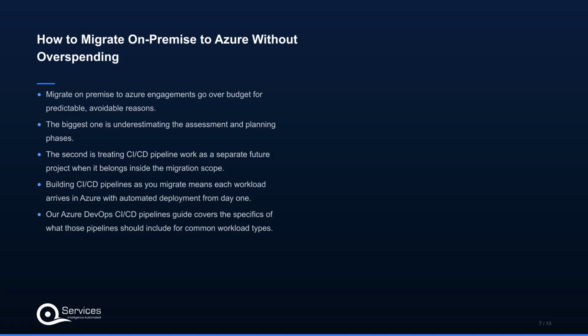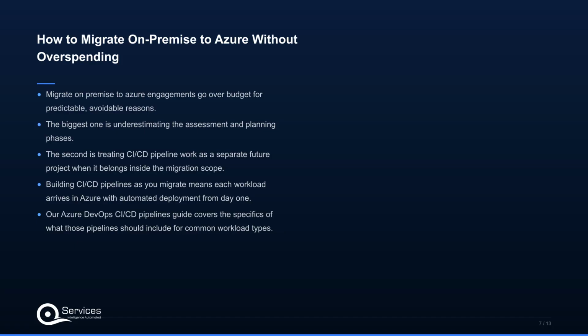Teams that invest in Azure DevOps consulting services during the migration, rather than treating it as a separate future project, typically see faster post-migration deployment velocity and fewer rollbacks. Building CI/CD pipelines as you migrate means each workload arrives in Azure with automated deployment from day one. Our Azure DevOps CI/CD pipelines guide covers the specifics of what those pipelines should include for common workload types.